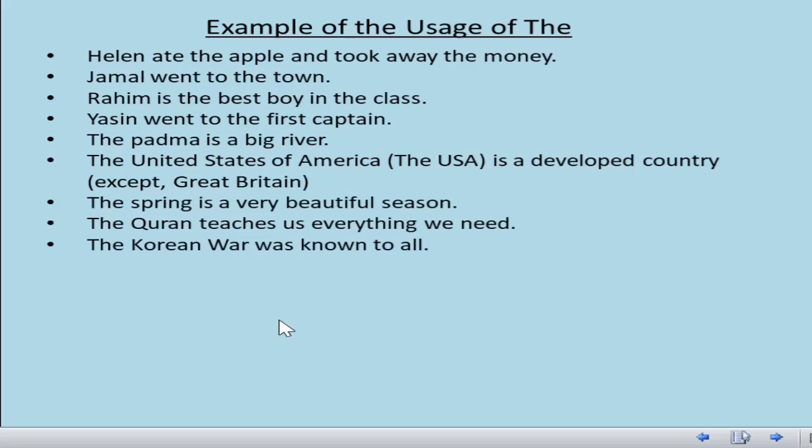The spring is a very beautiful season. Here, spring is a season, so before season, we use the. The Quran teaches us everything we need. Here, Quran is a holy book. So before holy book, we use the. The Korean war was known to all. Korean war is a historical war. So before historical battle or war, we use the.